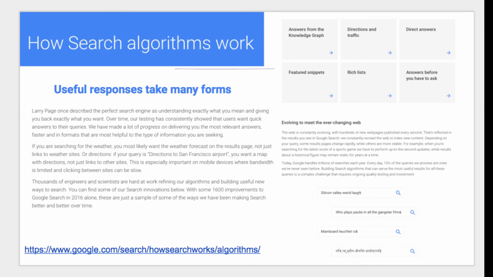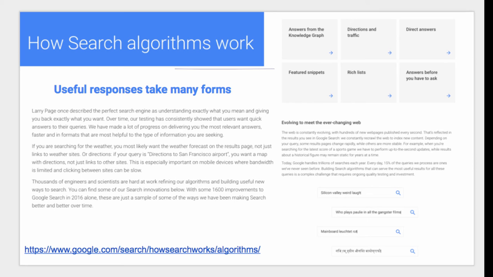This page quotes Larry Page, one of the founders of Google, who once described the perfect search engine as understanding exactly what you mean and giving you back exactly what you want. And so what Google has tried to do is understanding that the format of the web has changed since PageRank technology, and also understanding that there are many different types of web pages. And so if you are looking for directions, for instance, it's going to sense that your query is one that might require directions and a map.